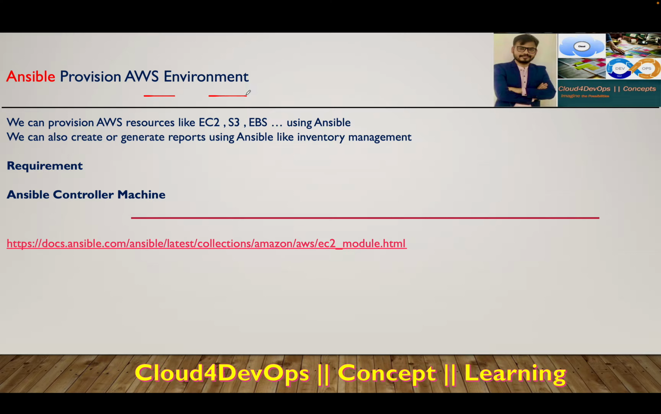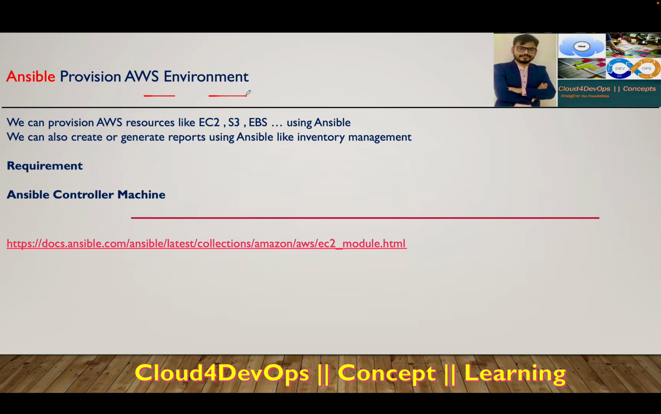Creating EC2 instances, S3 buckets, EBS volumes, or the related resources. You can also create inventory reports and do inventory management using Ansible, like how many servers you are running within your entire infrastructure. And we have seen this: we are able to fetch data out of our Ansible managed node, and we are able to deploy packages, even multiple packages, onto our Ansible managed node.